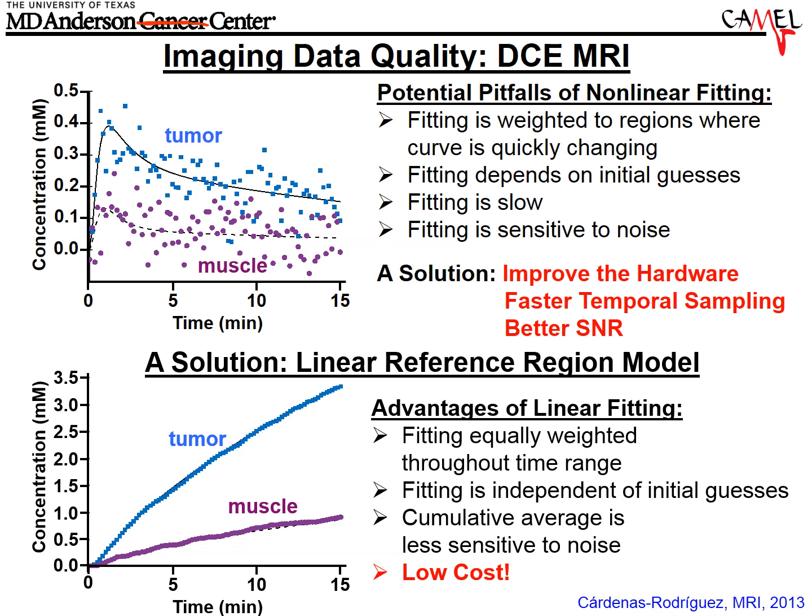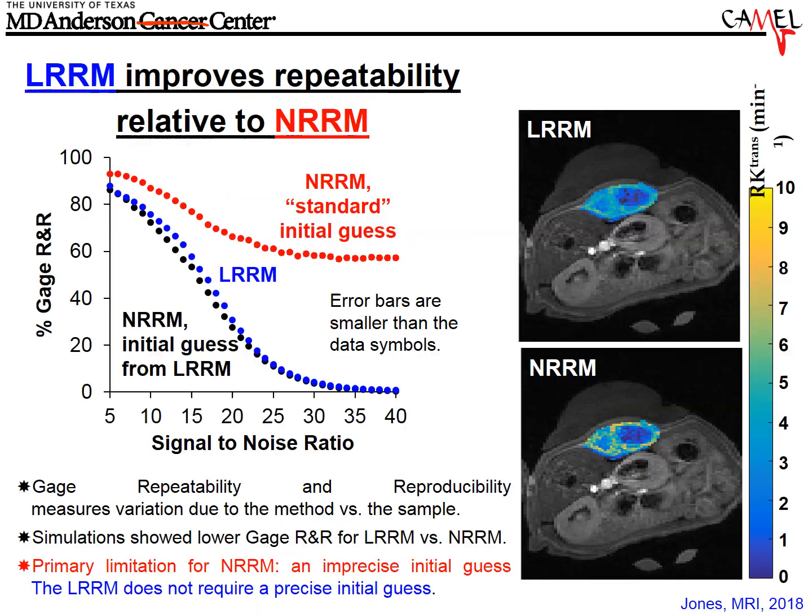Fitting is equally weighted throughout those points, independent of initial guesses, right? When you use Excel to fit a straight line, you don't have to give an initial guess. And the cumulative average is less sensitive to noise. And again, you can apply some smoothing as well, which helps. So now we can avoid the noisy AIF, and the noisy tumor and muscle data can also be mitigated by using analysis methods to our advantage. So it's good to think about the quality of your data and then find the appropriate analysis method.